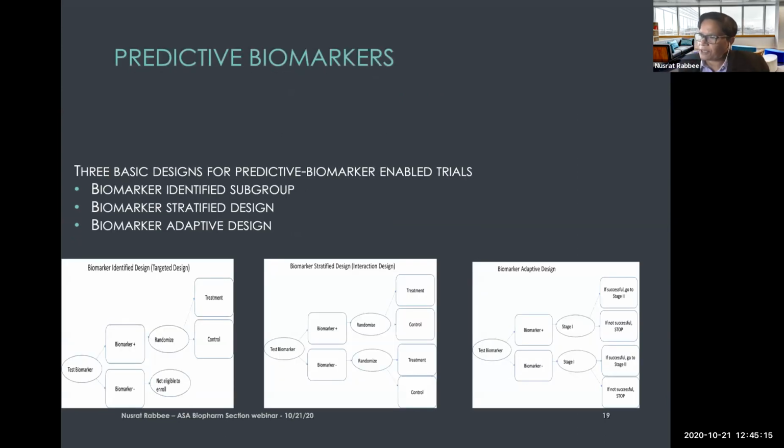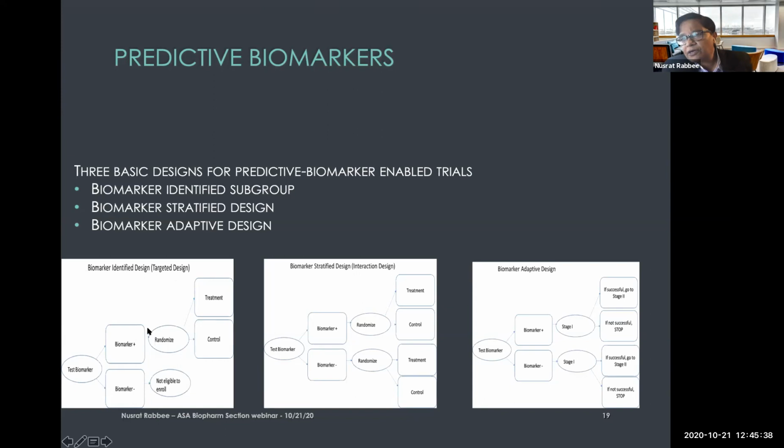So in the book, I don't go too much into the designs. There's a lot written about designing these trials, but most of the designs that are not adaptive fall into one of these three basic designs.